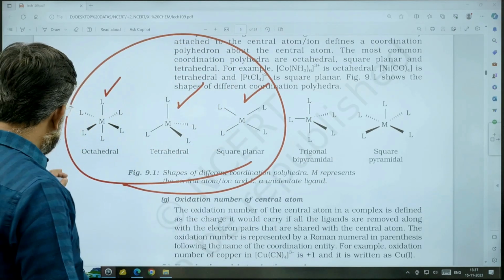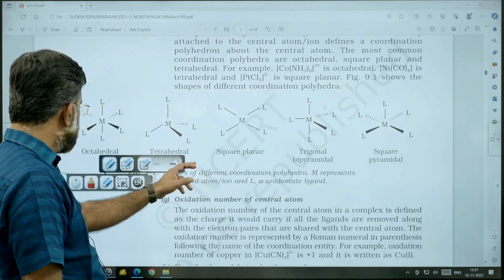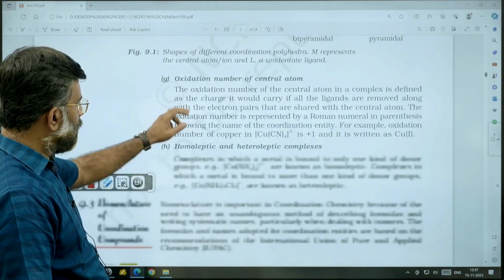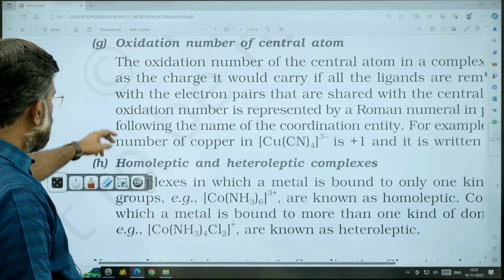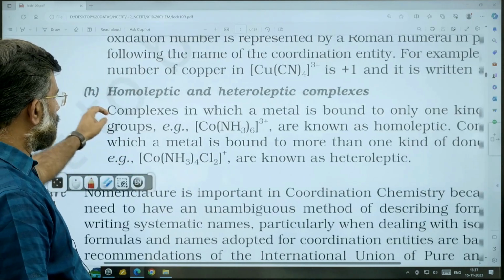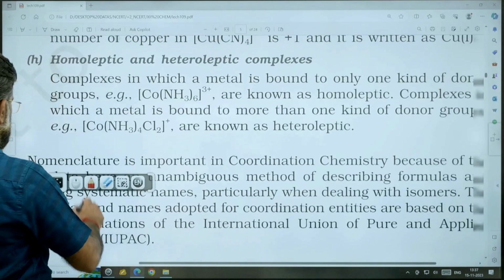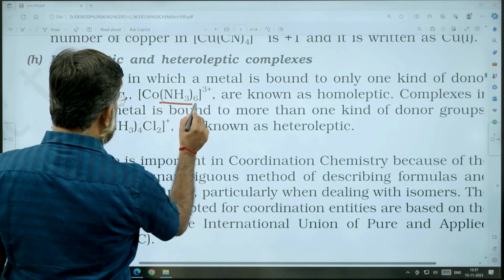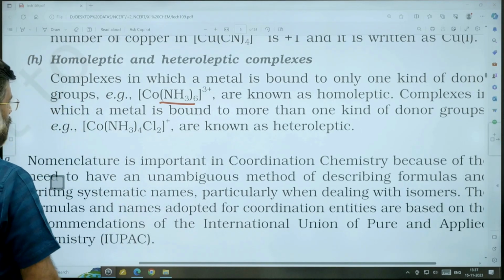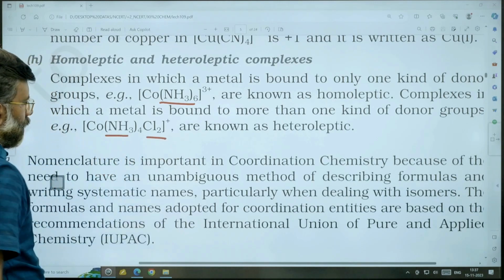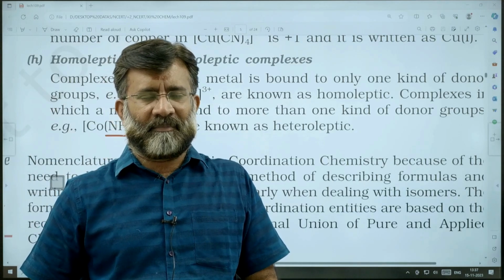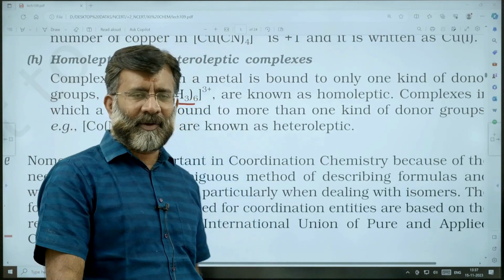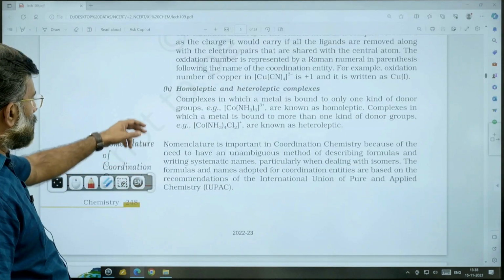Then oxidation number, central atom, already discussed. Primary valency, oxidation number, already discussed. Homoleptic, heteroleptic, that is also discussed. What is meant by homoleptic? Only one type of ligand is called homoleptic, 2 different types of ligands, that is called a heteroleptic complex. Homoleptic complex and heteroleptic complex. That is about the basic terminology.